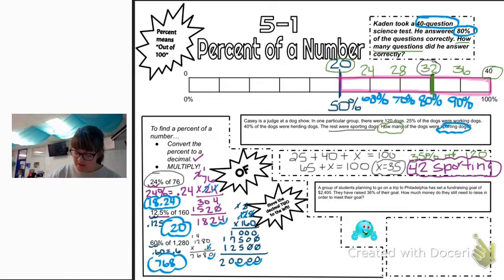Okay, last example. A group of students planning to go on a trip to Philadelphia has set a fundraising goal of $2,400. They have raised 36% of their goal. How much money do they still need to raise in order to meet their goal? So we're being asked what they still need to raise. They've already raised 36%. So if I subtract 36 from 100, because 100% would be the total amount they need to raise. So we can just subtract.